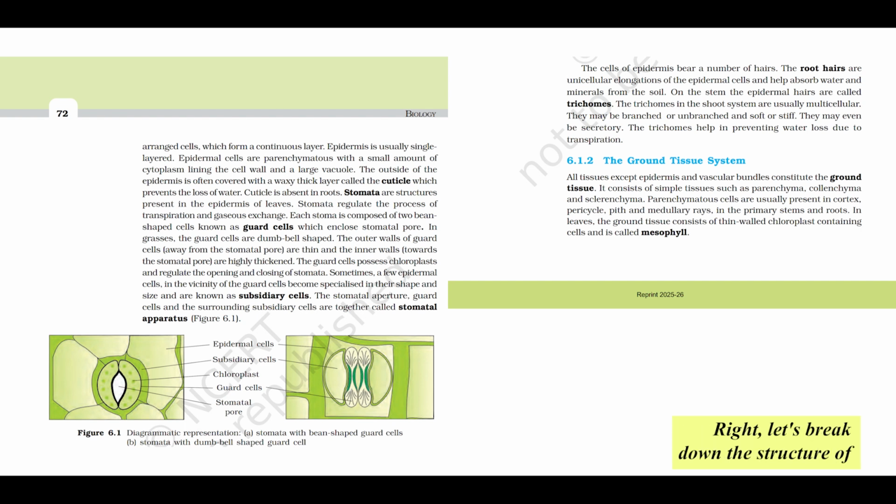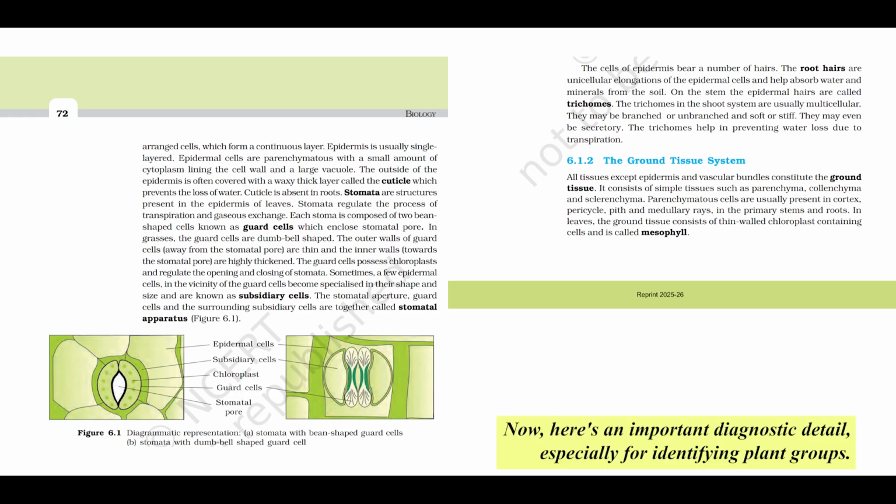Right, let's break down the structure of a stoma slowly, step by step. Pay close attention here because this is a very, very frequently asked diagram-based question. You'll see it in practicals and theory exams. Okay, each stoma isn't just a simple hole. It's a precisely engineered little apparatus. It's composed of two specialized, usually kidney or bean-shaped cells. These are known as guard cells. And they meticulously enclose the central stomatal pore.